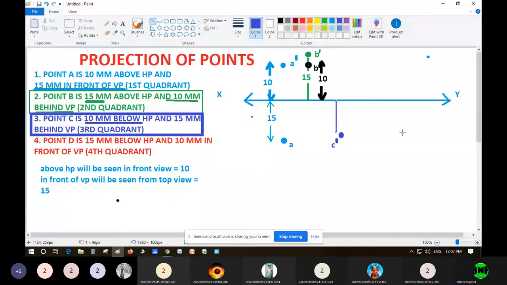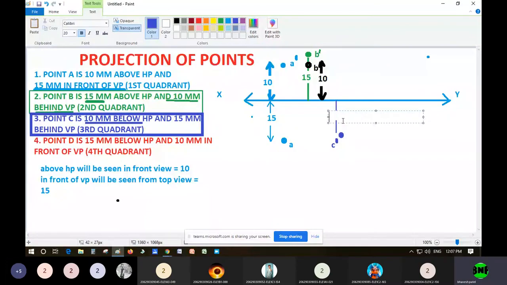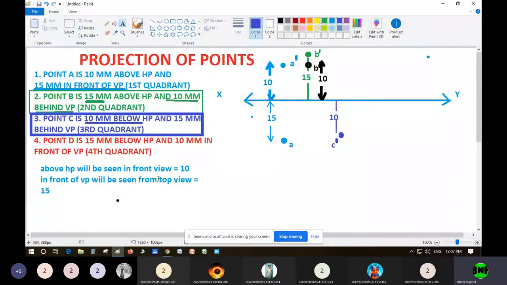10 mm, right? Okay. And it is 15 mm behind VP. In the previous sum also, B was behind VP. You can see 10 mm behind VP. So the VP part was coming on the upper side. So in this also 15 mm behind VP is there, my dear students. So you can see 15 mm behind VP. So this distance you have to take above XY line. So how much is it? 15 mm. So I will just draw a point like this.